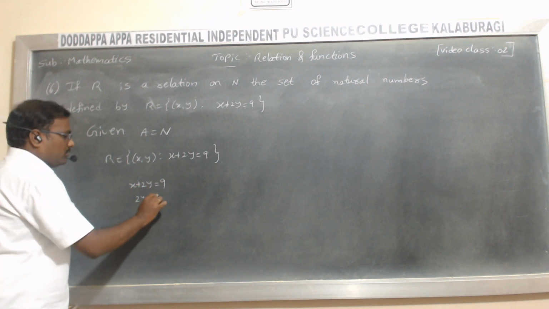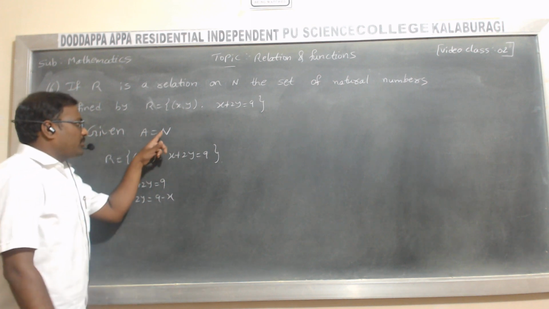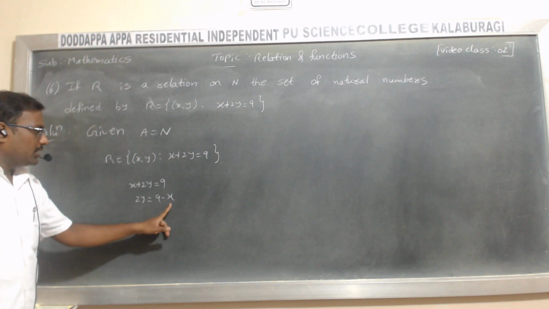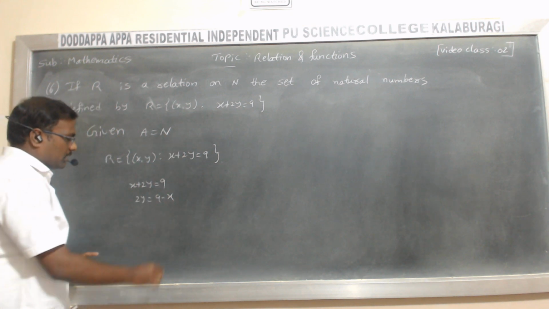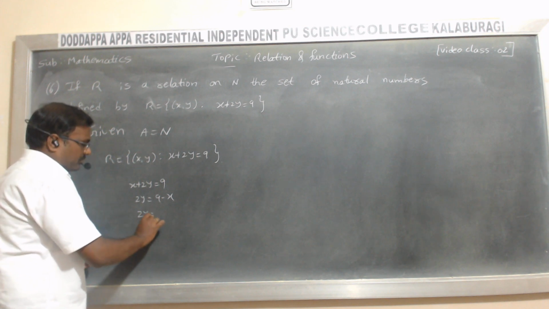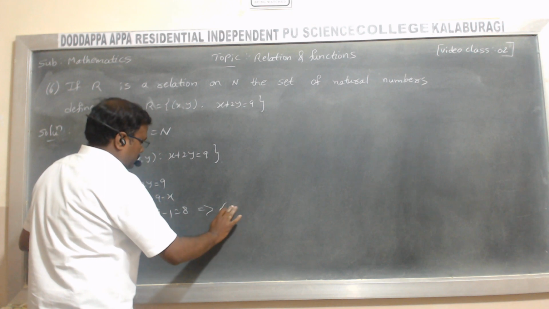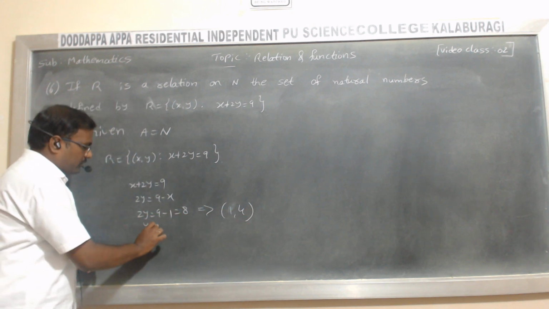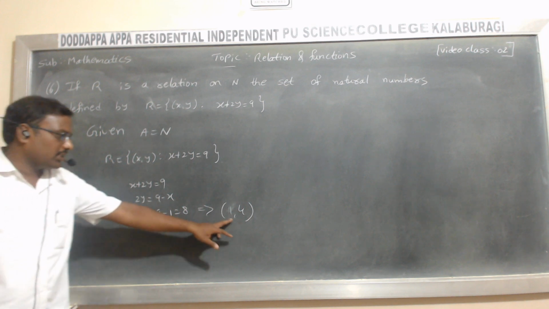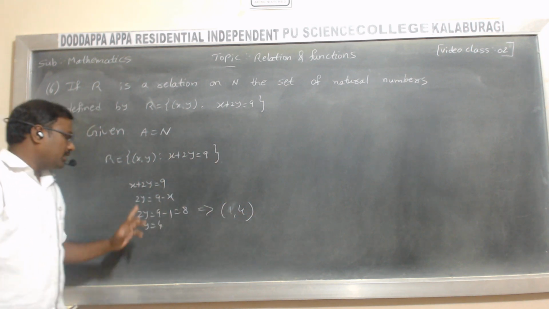2y is equal to 9 minus x. Now you can put the natural numbers. You can put the natural numbers first. If you put x is equal to 1, we get 8, and if you simplify, y is equal to 4. That is 1 comma 4. If you put it here, we get the answer 9.